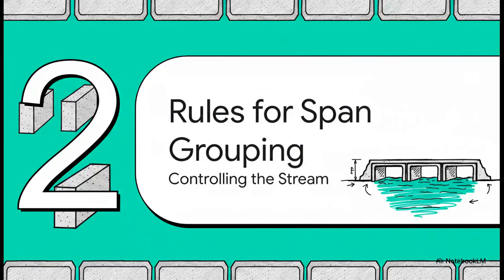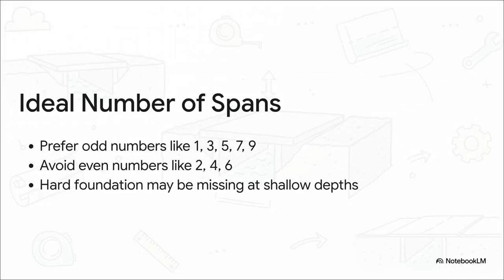Section 2. Rules for span grouping, controlling the stream. Now, there's a strict mathematical preference you've got to follow here. Whether you're designing a brand new culvert or widening an old one, the guidelines are super clear. Prefer odd numbers of spans. 1, 3, 5, 7, or 9 spans. That's what you want. On the flip side, you want to actively avoid even numbers like 2, 4, or 6.